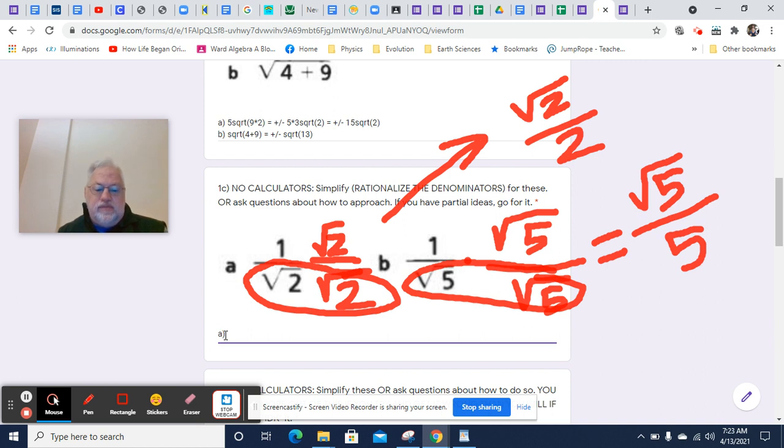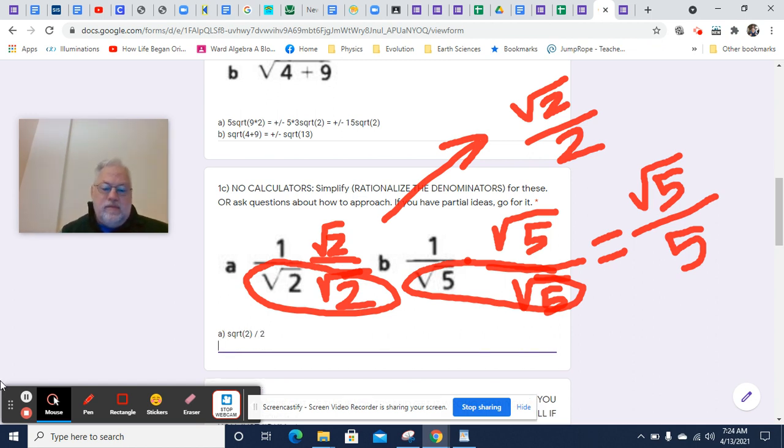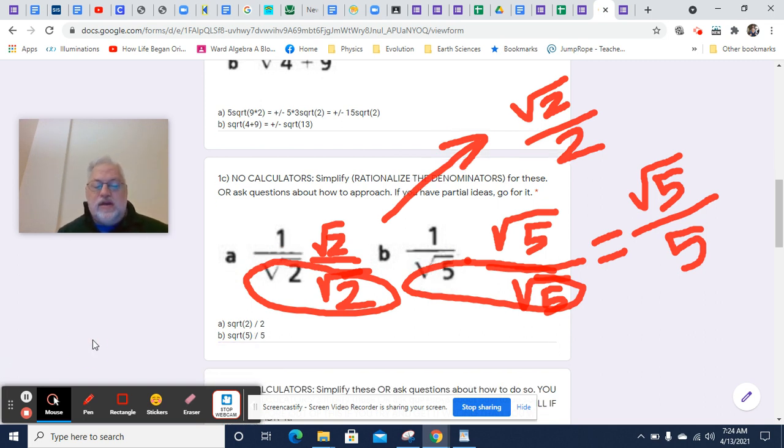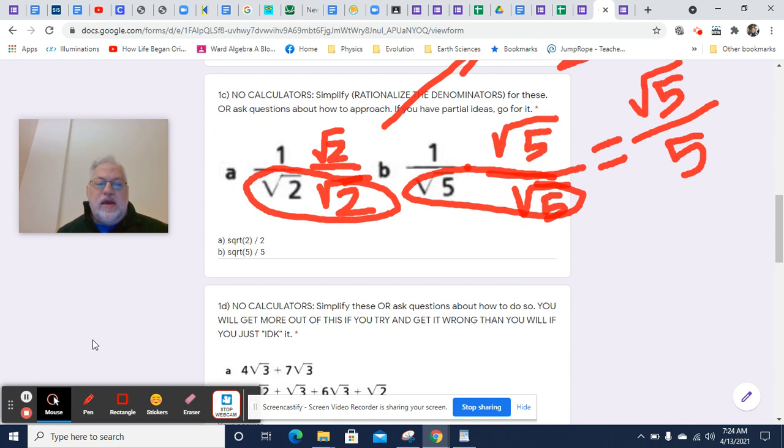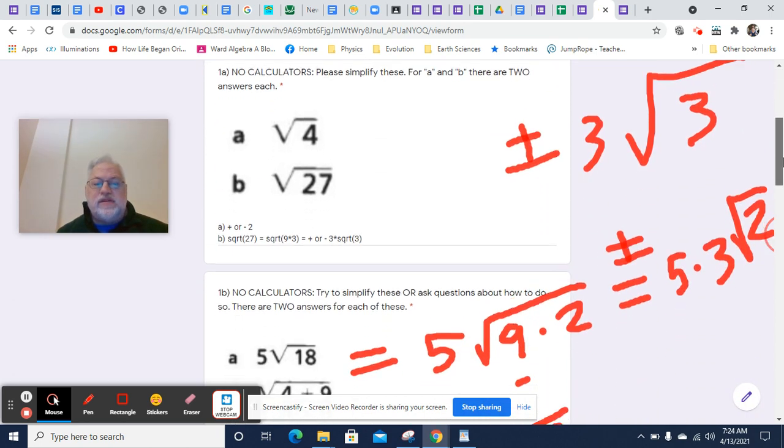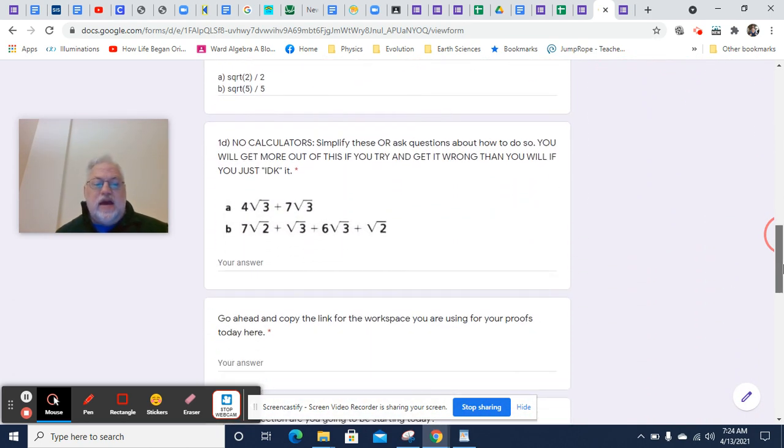A will be square root of 2 all over 2. And B will end up being square root of 5 all over 5. Okay, you may notice there's a little bit of a pattern to those. And you should know that all of these are actually going to be similar problems on the exit ticket as well. So hold on to this for this lesson.